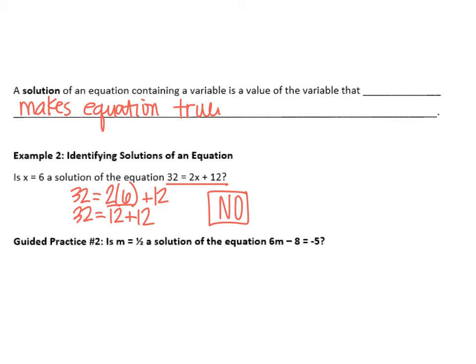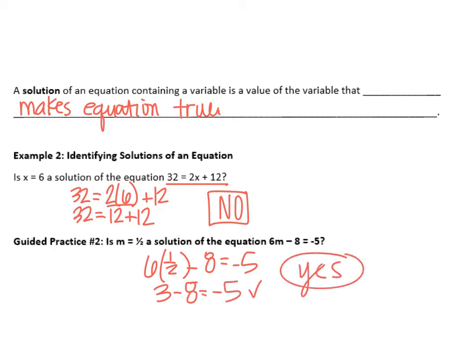Guided practice number 2. Replace the m with 1/2 and see if that makes the equation true. If it does, it's a solution. When you plug it in, you get 6 times 1/2 minus 8 equals -5. Which is 3 minus 8 equals -5, which is true. So the answer is yes.